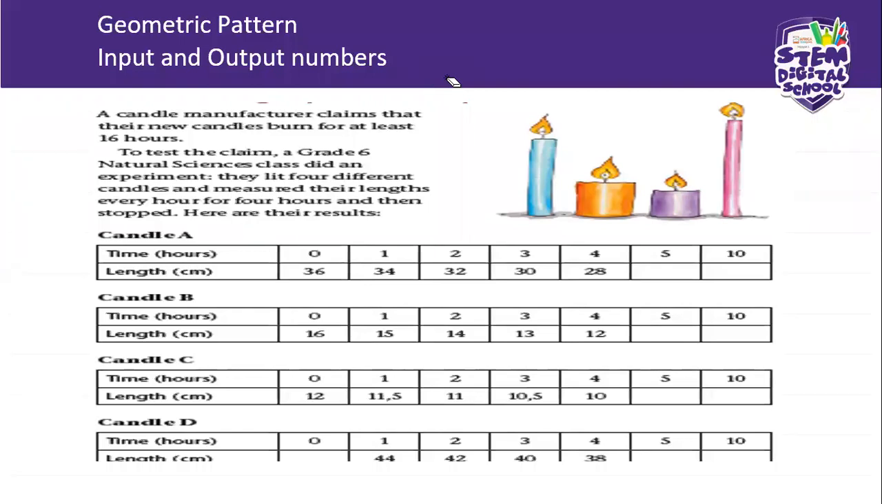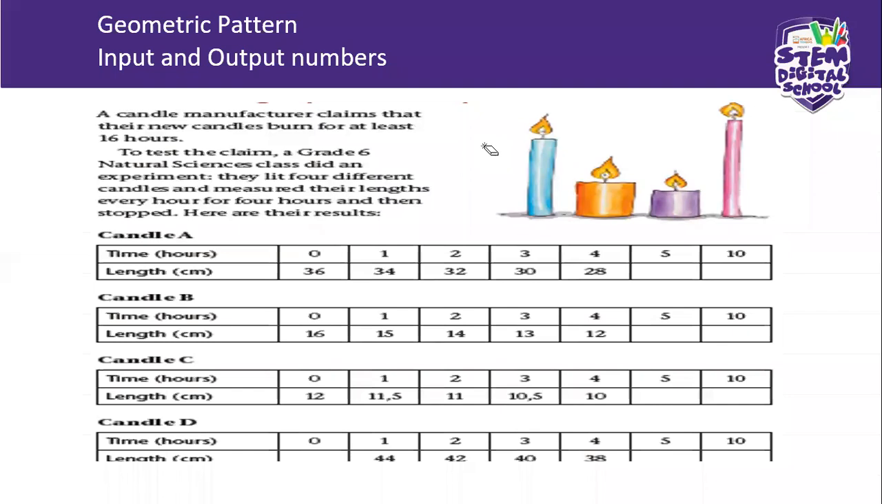So how many centimeters is it losing per hour? It started at 36, then it went to 34. So how many centimeters did it lose from moving from 36 to 34? 2 centimeters. Excellent.